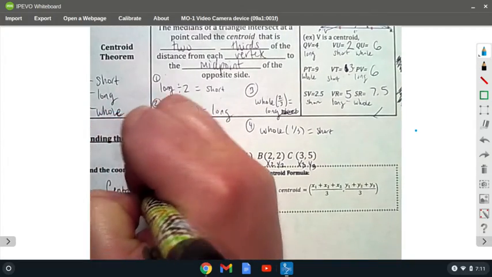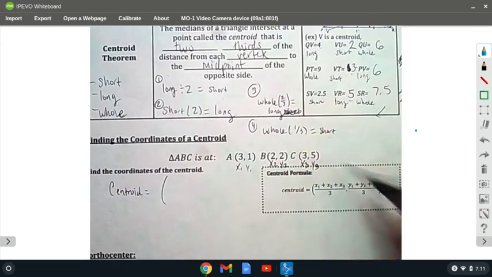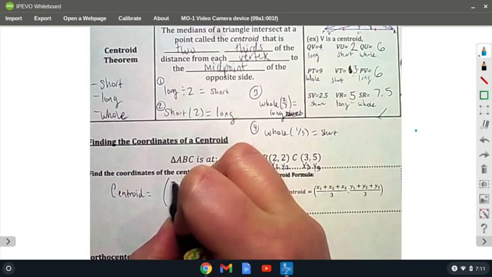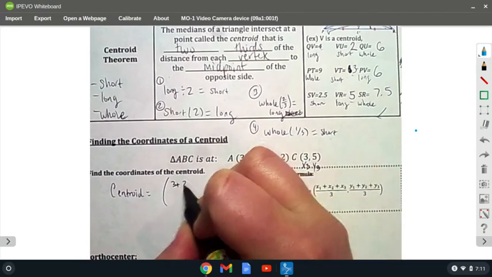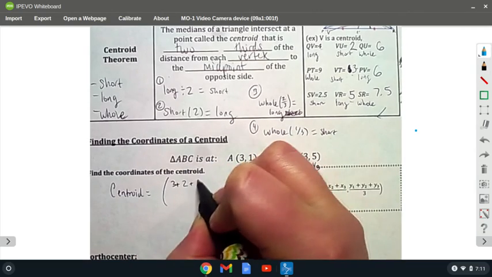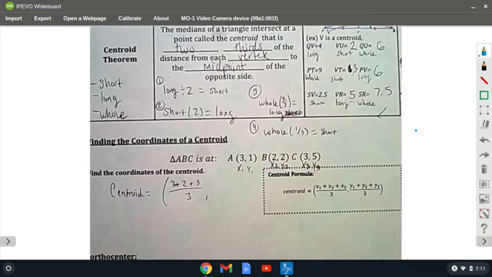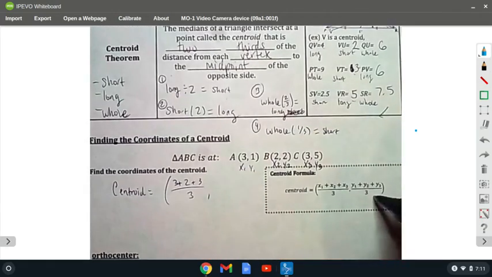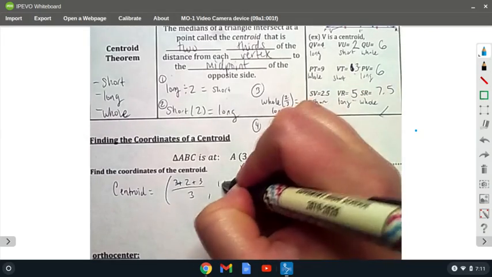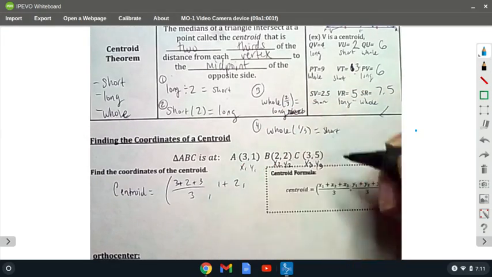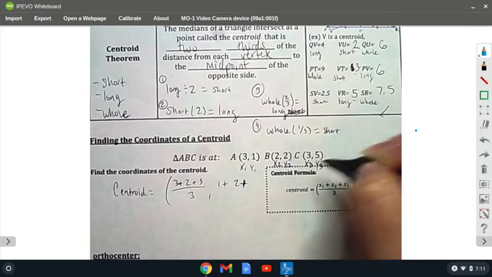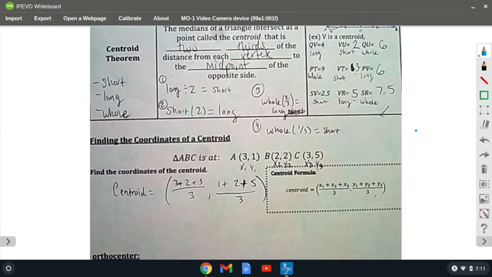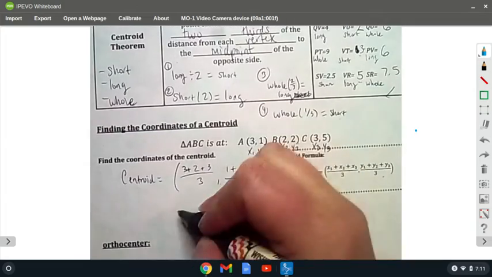So my centroid would equal, I'm going to add my x's together and divide by 3. So x1 is 3, x2 is 2, x3 is 3, and I'm going to divide by 3 for my x value of my centroid. I'm going to add all the y's together and divide by 3. So y1 is 1, y2 is 2, and y3 is 5, and divide by 3 for my y value of my centroid. So now I'm going to do the math out here.